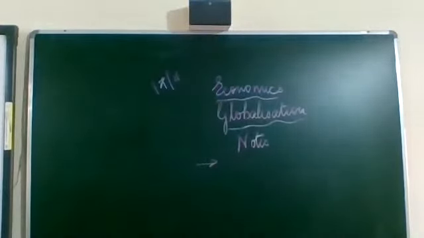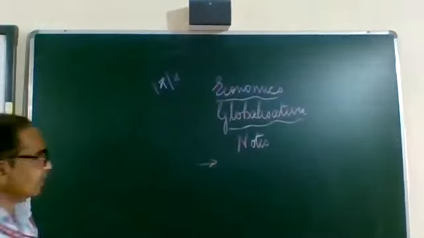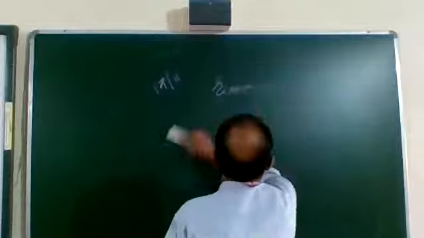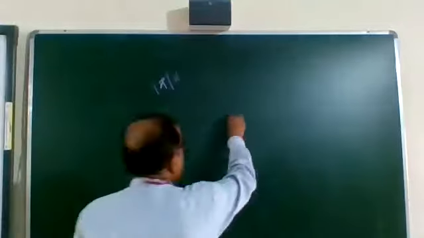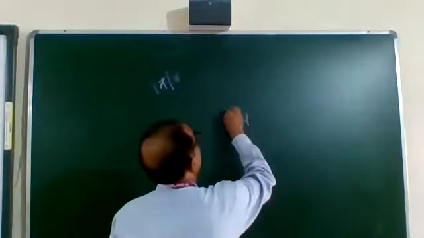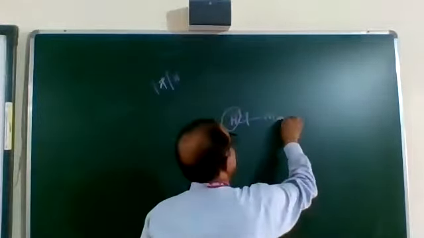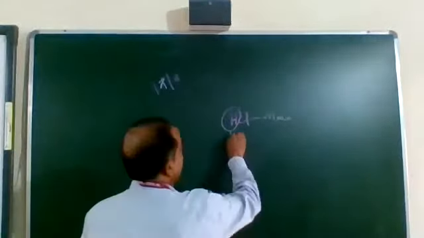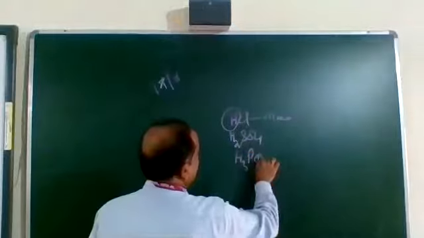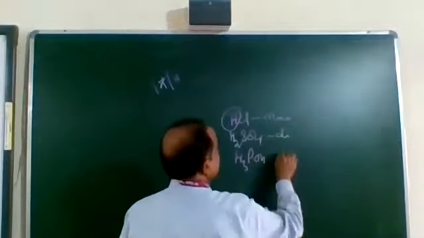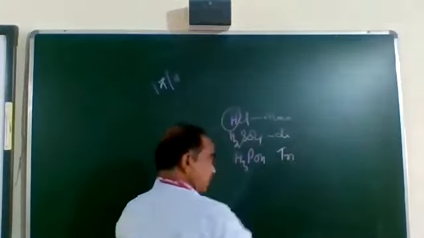Acids are classified as monobasic, dibasic, tribasic. It depends on the number of hydrogen atoms. Like HCl contains one hydrogen, therefore it is monobasic. H2SO4 contains two hydrogen, therefore it is dibasic. And H3PO4 contains three, so it is tribasic.